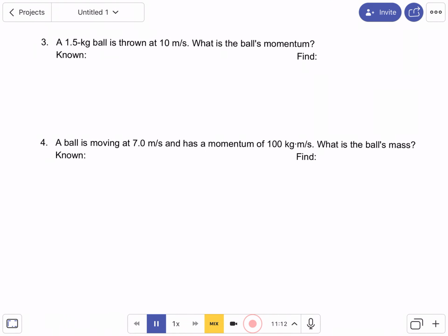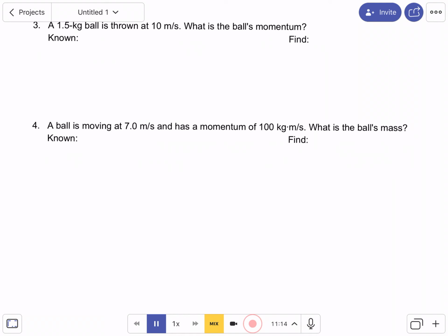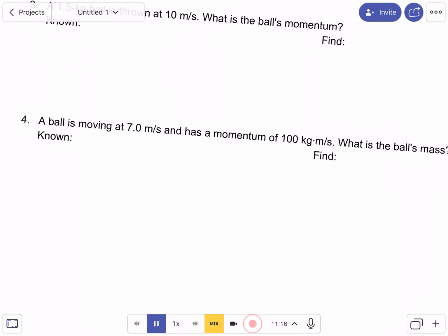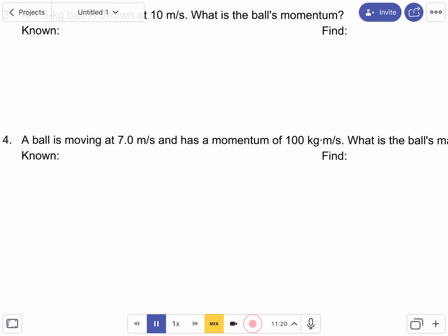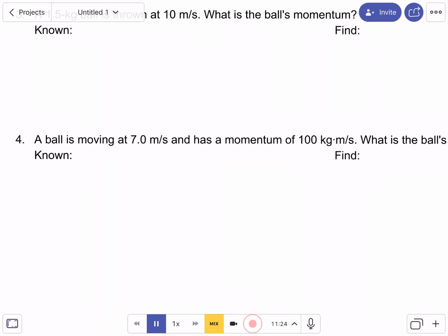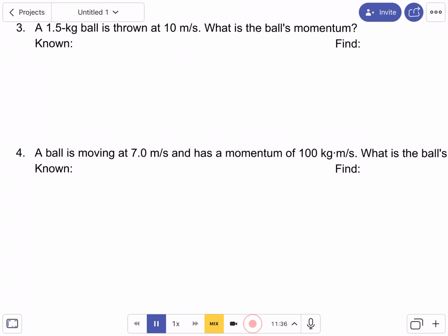I am going to do number 3 because it is a pretty straightforward momentum problem, so I want to do one of those. Okay, so we are going to start with our highlighting, and we are going to see what we know. Let me just pull this down.